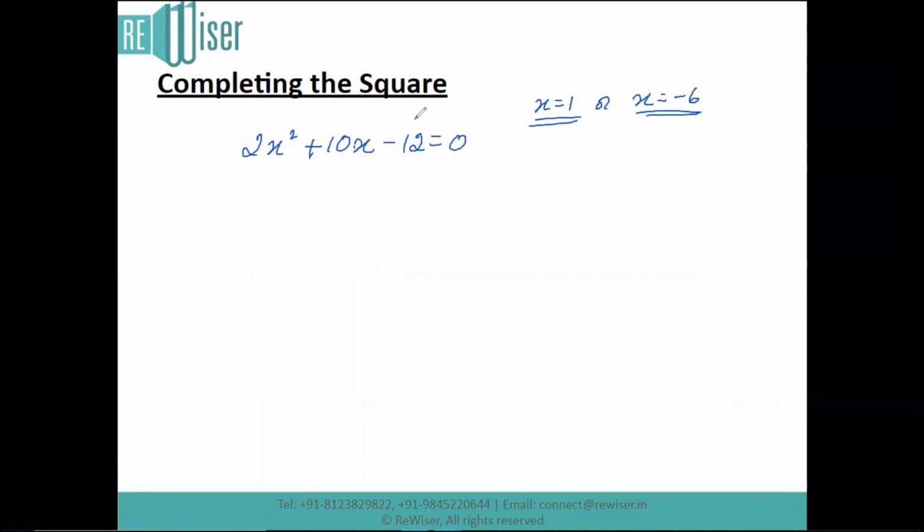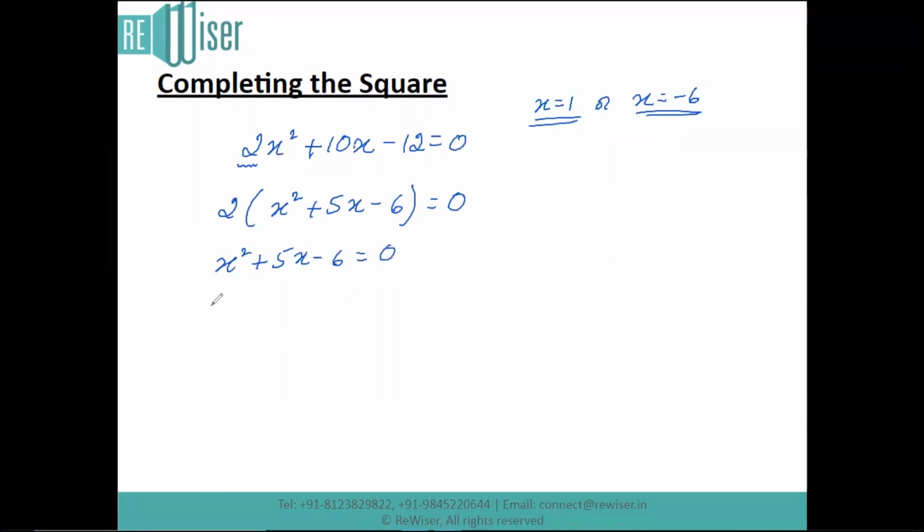In the completing the square method, the first step is, if you have any coefficient of x squared, you have to take that common. If I take that common, it would be 2 times x squared plus 5x minus 6 is equal to 0. If you want, you can send the 2 to the other side, so it will be just x squared plus 5x minus 6 is equal to 0.